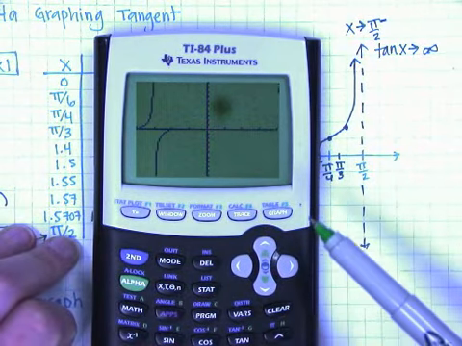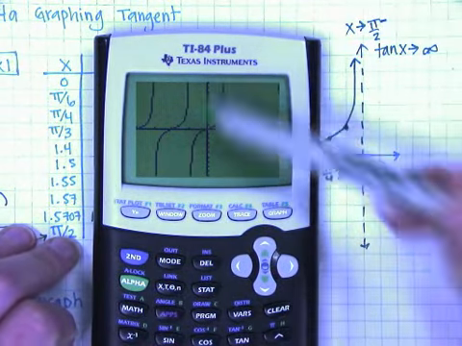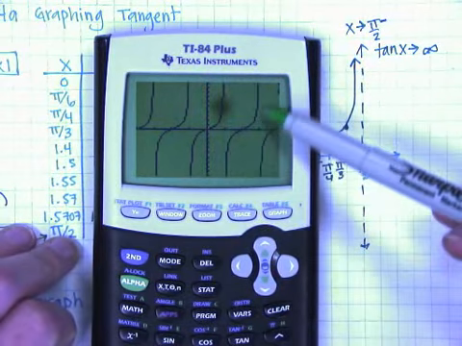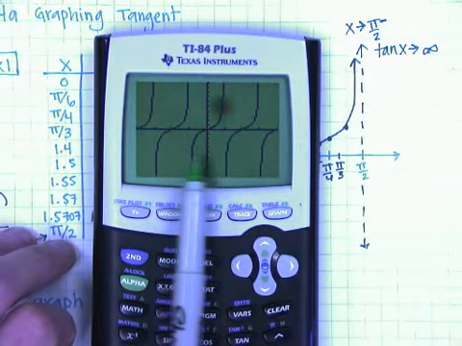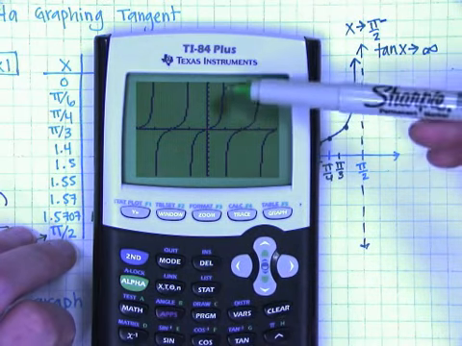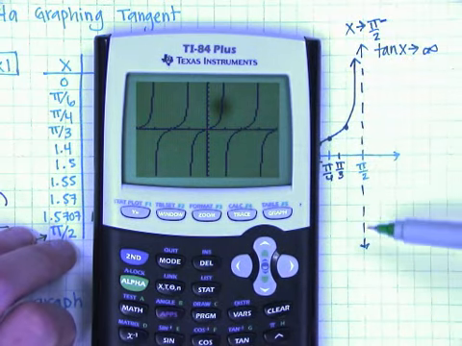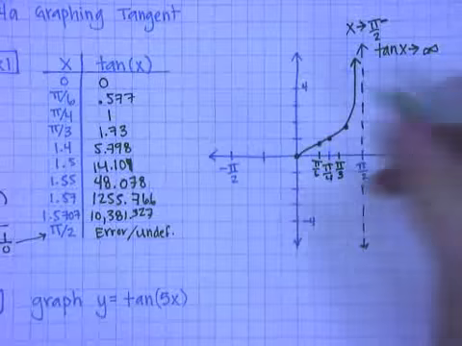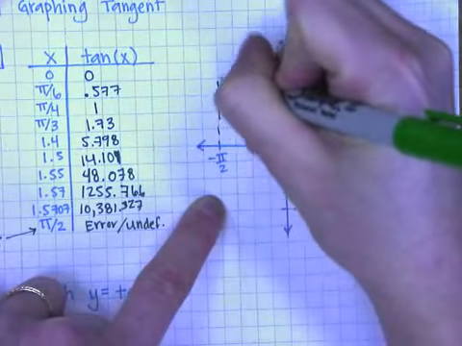So if I hit graph, notice that I'm getting this wave that's occurring. And between each two waves is a vertical asymptote. So for instance, right here at pi over 2 is a vertical asymptote that you're seeing on our graph right here. So I'm going to go ahead and put another vertical asymptote at negative pi over 2.